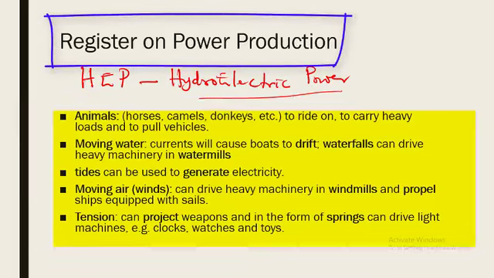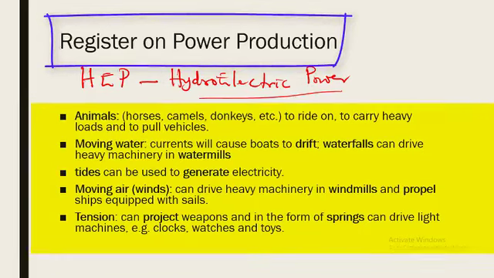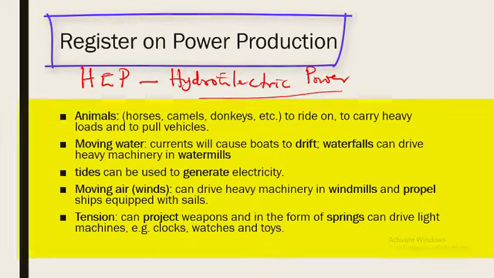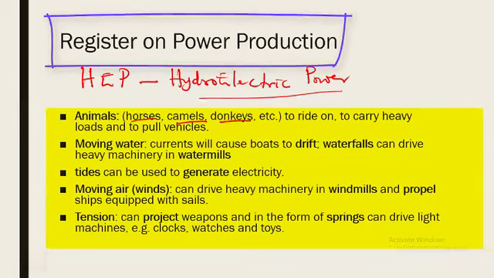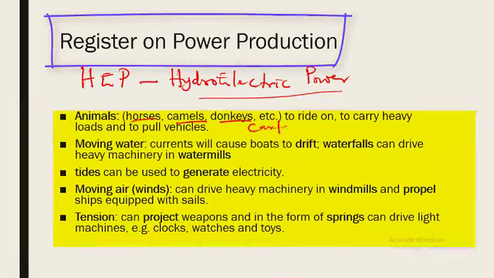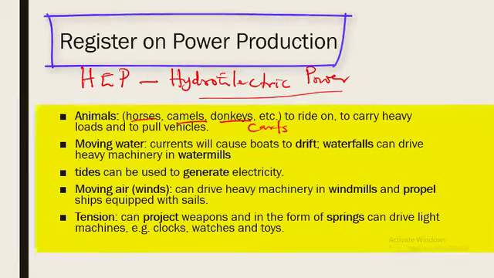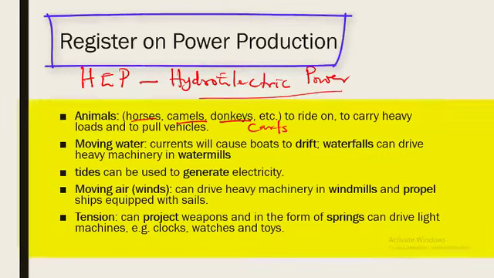But in traditional science or in ancient times, we use animals like horses, camels and donkeys to pull carts. The cart is what they sit in, and they attach the horse or the camel or the donkey to that. Then we have what we call moving water.